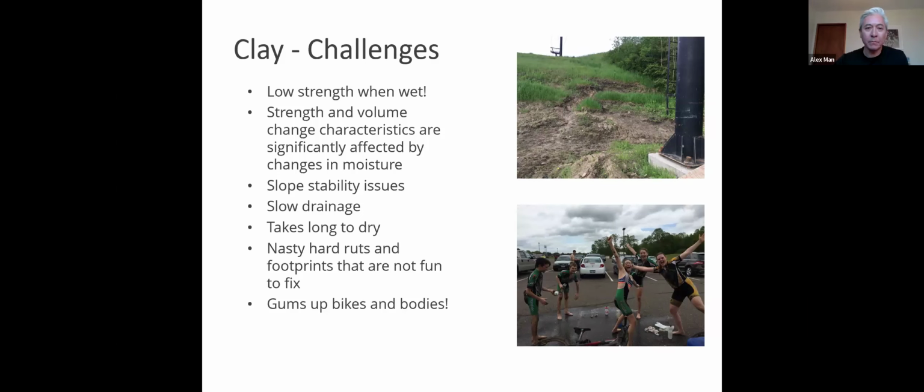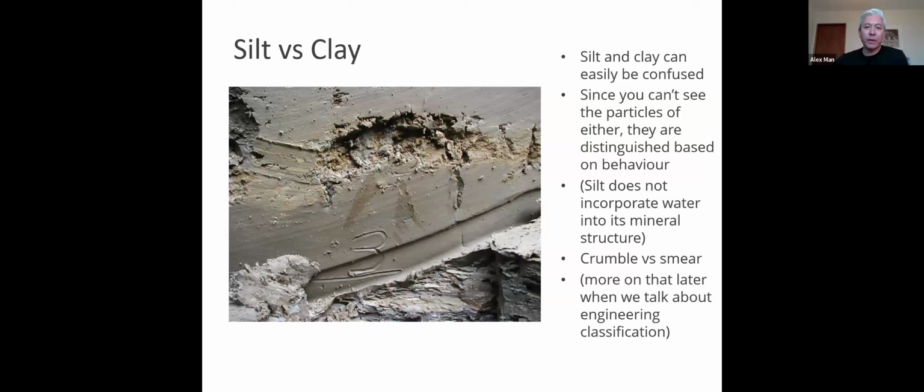And obviously it gums up bodies and bikes and equipment. This picture, I just wanted to show, really helps when you're trying to distinguish between silt versus clay. At the bottom where that 3 is written, that's smearing through a clay. And just above it is a pocket of silt that just crumbled right out. So that crumble versus smear is a key helping point to distinguish whether you've got a silt dominant or a clay dominant soil. But we'll talk about that a little bit more when we get to engineering classification.